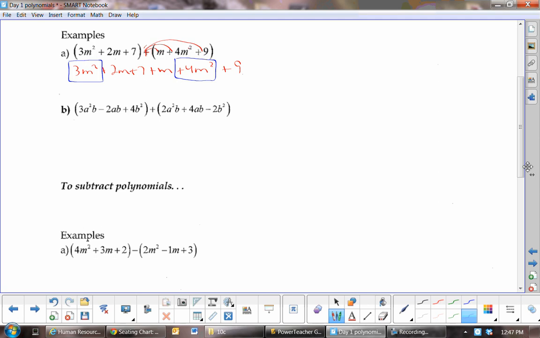Now, I want you to remember your cowboy story, okay? If you had a positive cowboy with 3 bullets and it meets a positive cowboy with 4, it would be a positive cowboy with 7 bullets, okay? And that's my m squared. So you don't add m squared to m squared, or do anything with the exponent. That's not 7m to the 4. We do not add exponents when we add like terms.